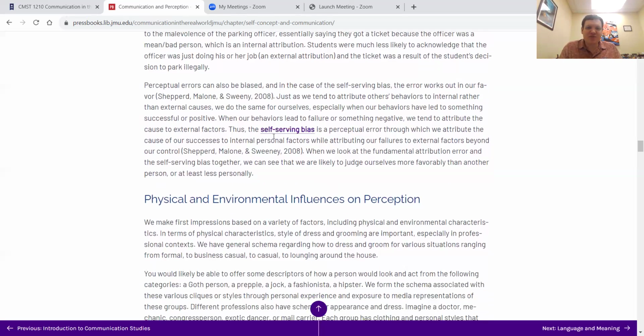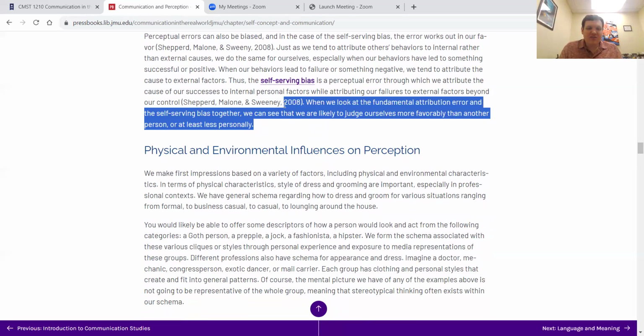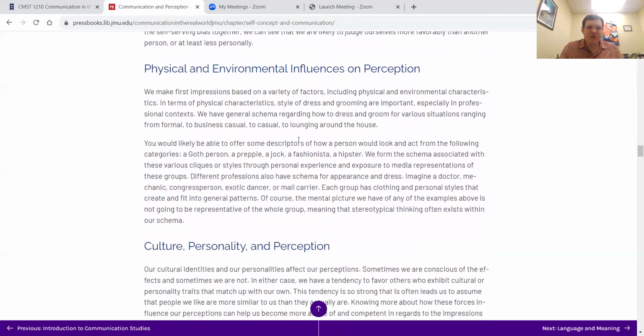It also talks about the self-serving bias, which is a perceptual error in which we attribute the cause of our successes to internal personal factors while attributing the failures to external factors beyond our control. I mentioned that a bit earlier as well. So that's called the self-serving bias. If we look at the fundamental attribution error and the self-serving bias together, we can see that we're more likely to judge ourselves more favorably than another person, or at least less personally. So again, that's an important thing to take into account when we're looking at perception and attribution.